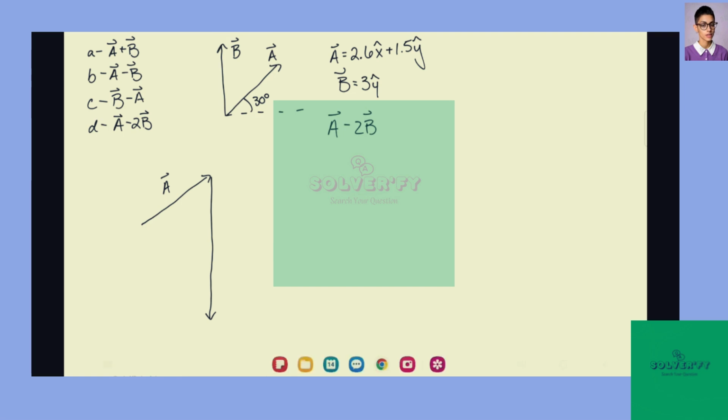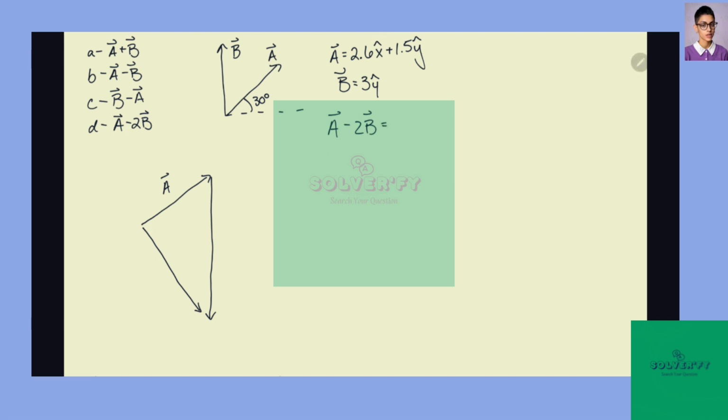And then our resulting vector is going to be this guy. So we can expect a larger magnitude than A minus B, and we can also expect a little bit of a deeper angle. So let's go ahead and work this out.